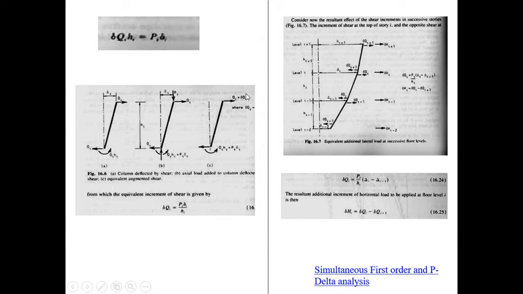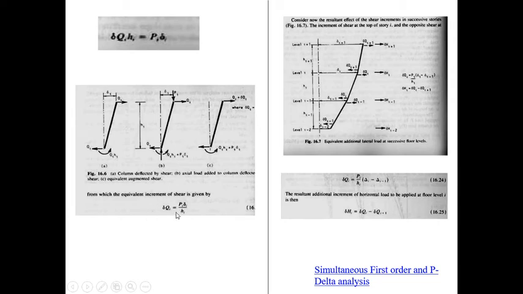So Q1 plus delta Q will be the increment here. It is given here as P1, Q1 plus delta Q1. So these values, delta Q1 H1 is equal to P1 delta 1. Now in the same way, for the shear, delta Qi, where i is the floor level, will be equal to Pi delta i, small delta i, upon Hi. This is the value giving the equivalent increment of the shear.